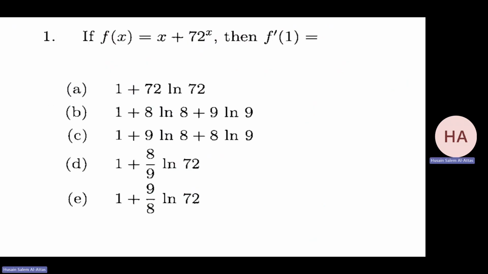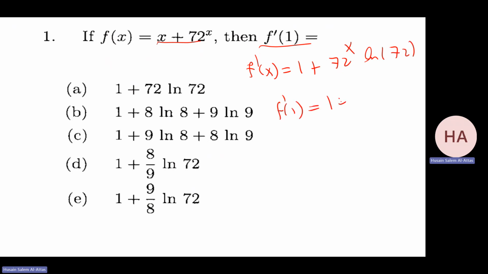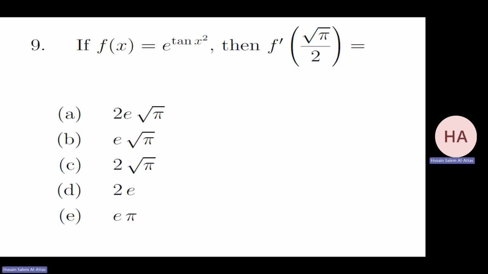Yeah, you can continue. If x equals this, find f prime at 1. Very, very easy one. f prime is 1 plus 72 to the power x, ln 72. So f prime at 1 will be 1 plus 72, ln 72, which is this one.